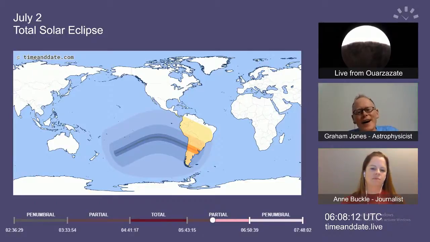So the Earth only just touches the very edge of the Moon's umbra, and that's why you have to be in exactly the right place at exactly the right time to see a total solar eclipse. To see a total lunar eclipse is easy.